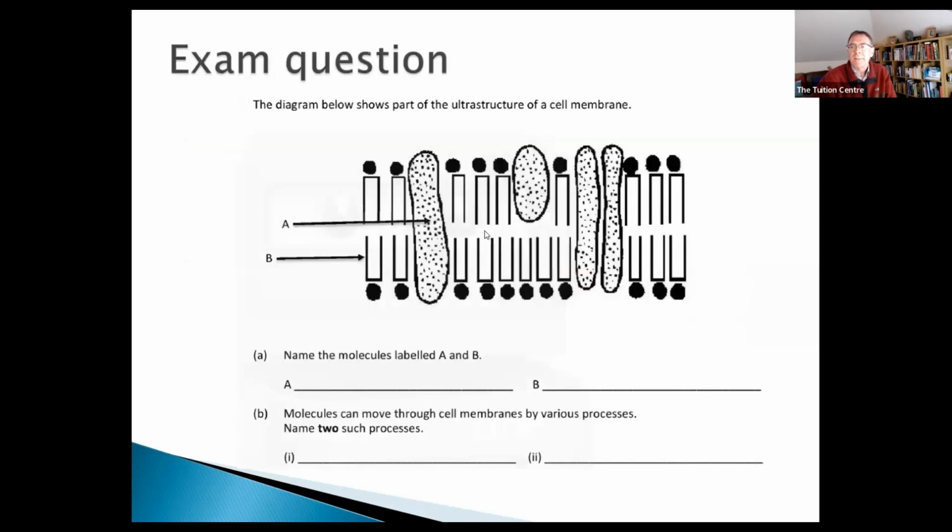Have a quick look at this. Quick test, or just a quiz. What are the molecules labeled A and B? What do we call those? What's A? What's B? Now it's interesting. You're looking at B going, what is it actually pointing to? Give it your best shot, and I'll give you the marking scheme in a second. Molecules A and B.